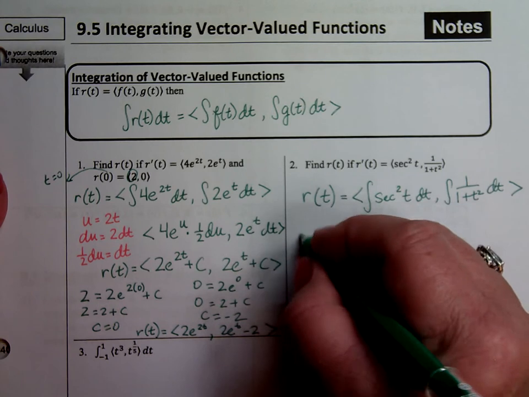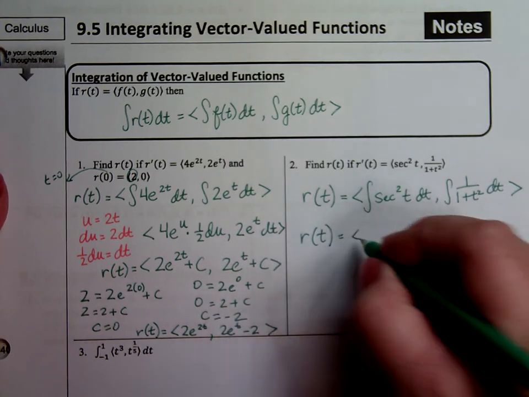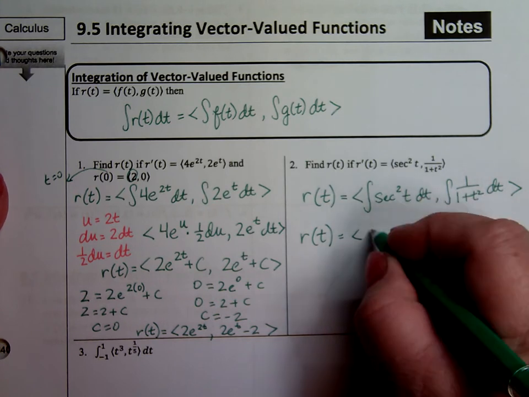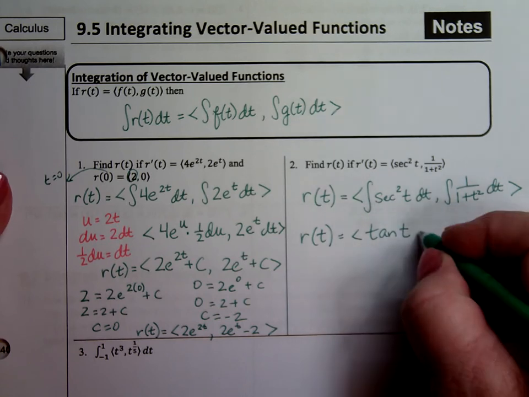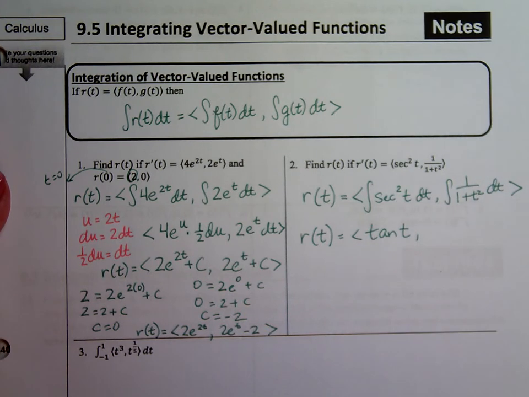So let's see. If I go backwards, the derivative being secant squared, that means the function was tangent. Do you remember that? The derivative of tangent is secant squared. Whose derivative is this? Well, that one, it's one of your inverses.